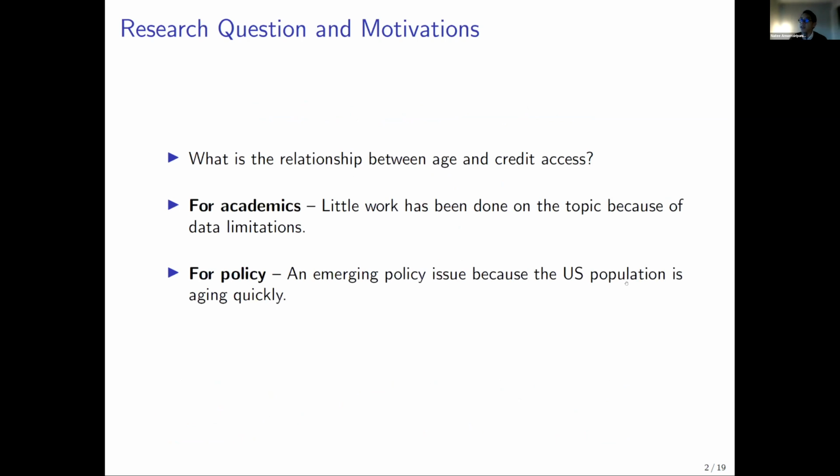So in this talk, we're trying to answer one research question, which is, what is the relationship between age and credit access? For academics, I think this is an interesting question because little work has been done on the topic, due to data limitations. And so I'm hoping to fill that gap with a new data set. And for policymakers, I think this is interesting because the US population is aging very quickly, and to the extent that credit access is important for quality of life, knowing this empirical relationship might be informative for the policies that we want to make.